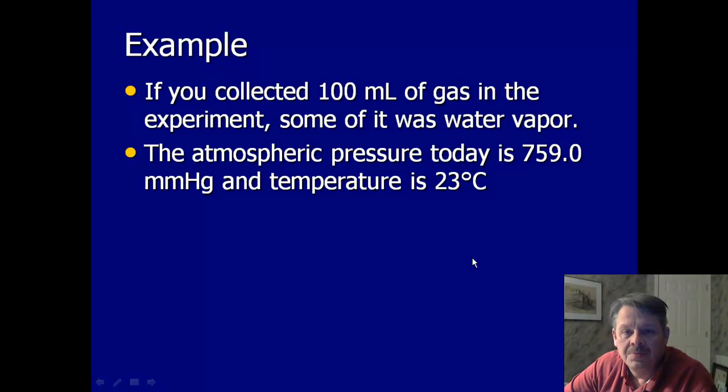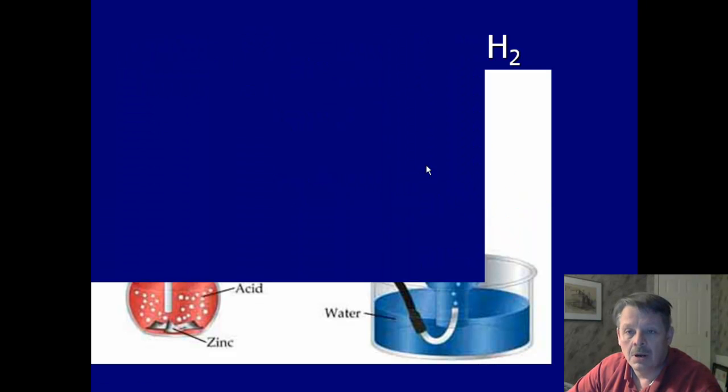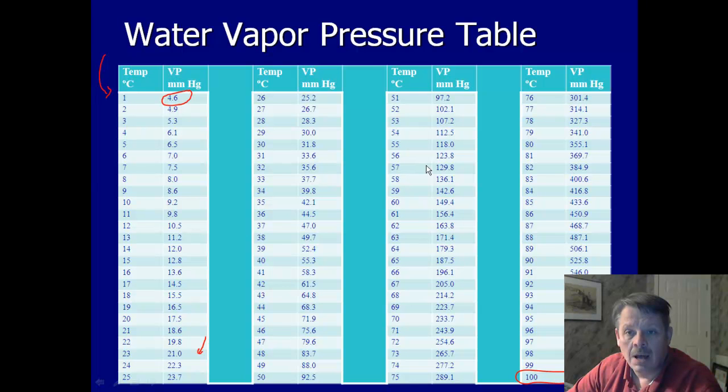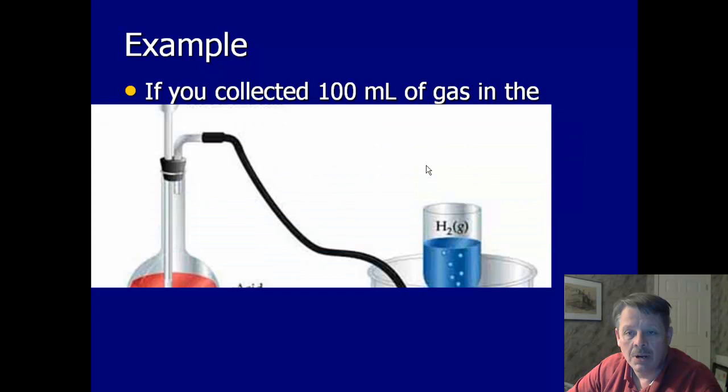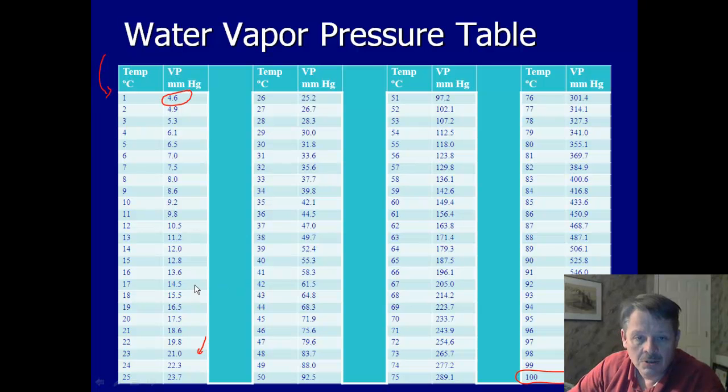However, our temperature is 23 degrees Celsius. Well, what exactly does that mean? We don't know how much water and how much hydrogen is in here. So I have to go back and look at what I said the temperature was. 23 Celsius. So let's look at 23 Celsius. And at 23 Celsius down here, our vapor pressure is 21.0 millimeters of mercury.